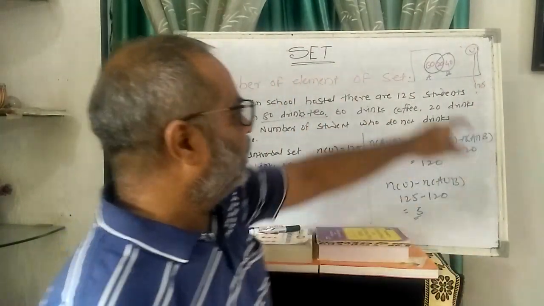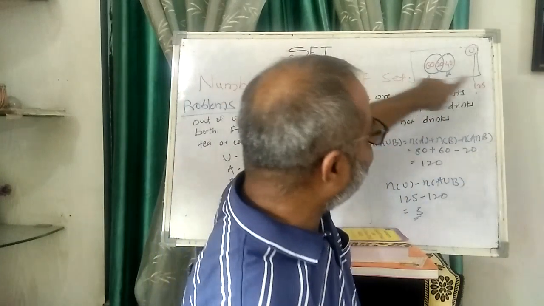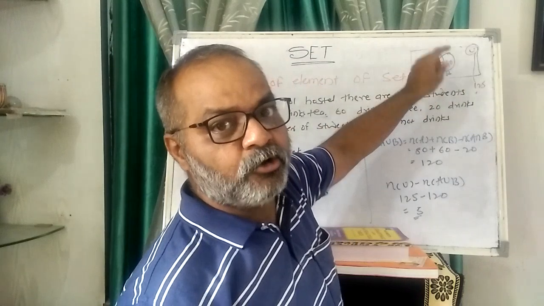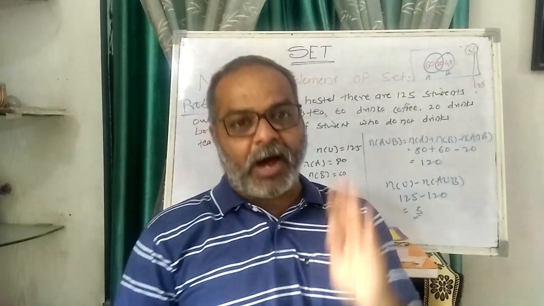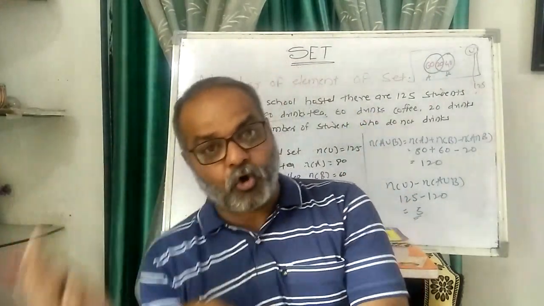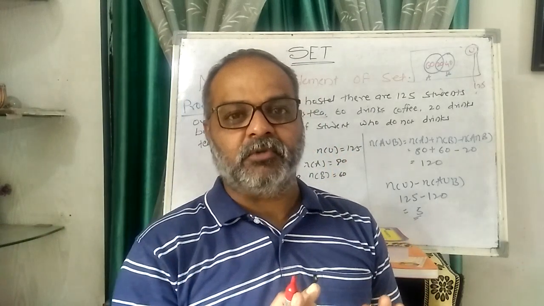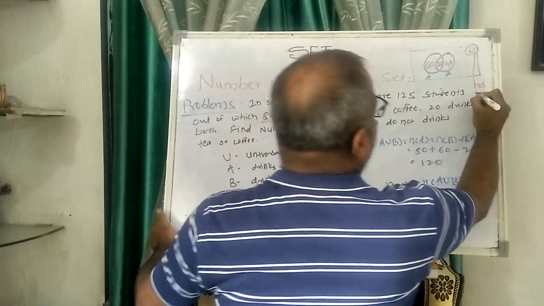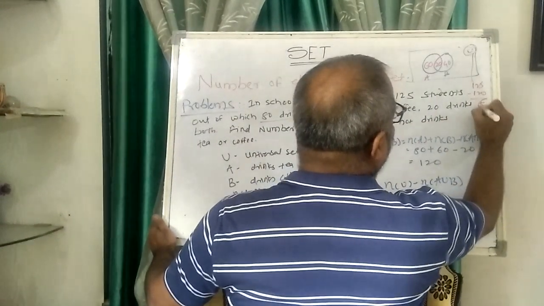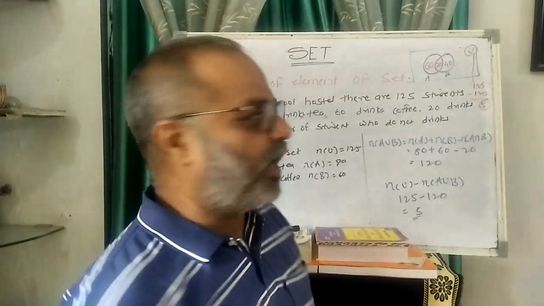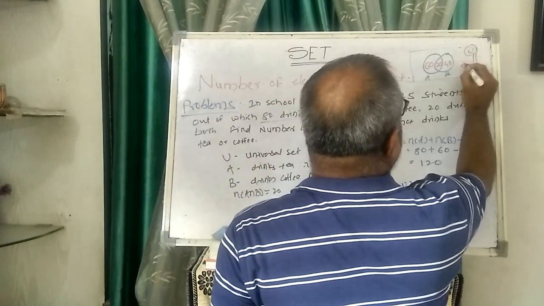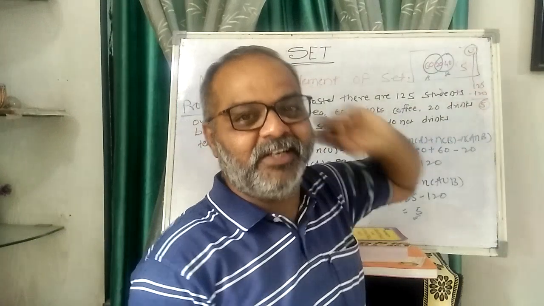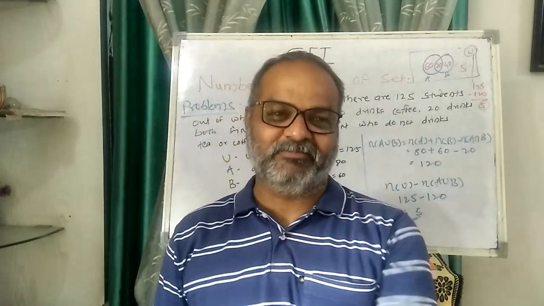But the total number of students that the universal set contains is 125. So I add 60 plus 40, 100, plus 20, 120. So 120 students either drink tea or coffee or both. But 125 students are present in the hostel. So clearly I subtract 120 from it, and I get 5. So 5 students do not drink tea or coffee.